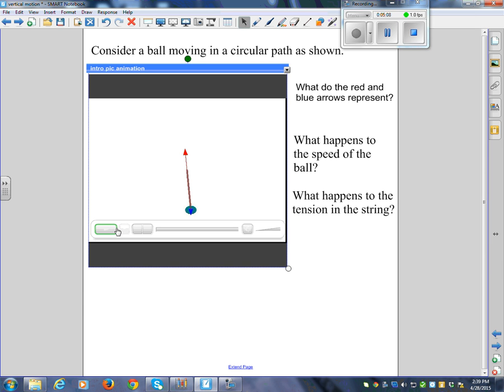Okay, so I ran that little animation there for you. What do the red and blue arrows represent?